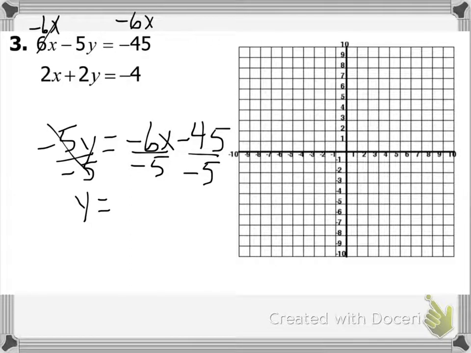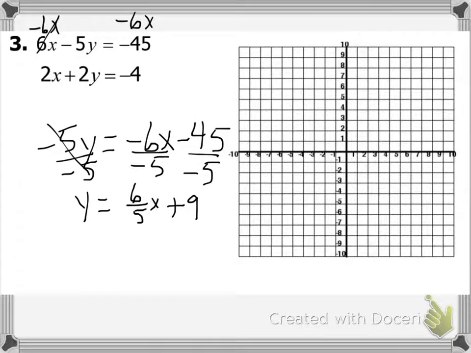A negative divided by a negative gives me a positive. Do I want to convert 6 over 5 to a decimal? No. You can, but because it's already in slope-intercept form, this is my slope. I just want to leave it as a fraction, that way I can do my rise over run. So it'll be 6 over 5 x, and -45 divided by -5 is 9. Everyone good with that?